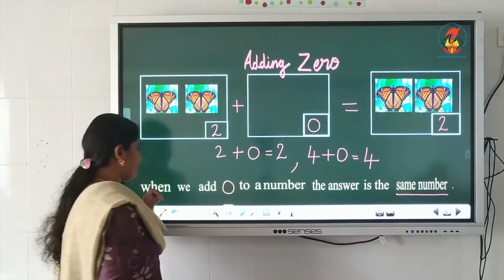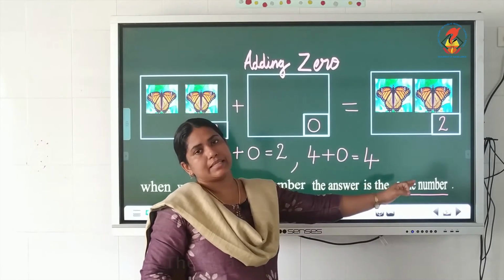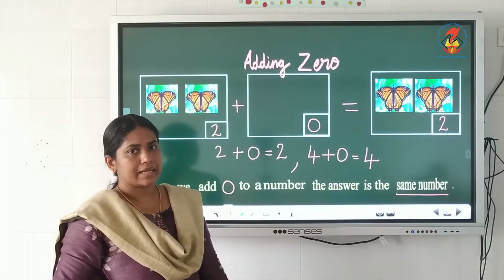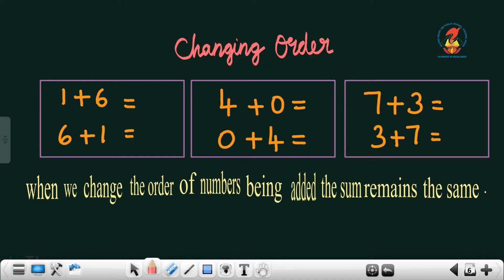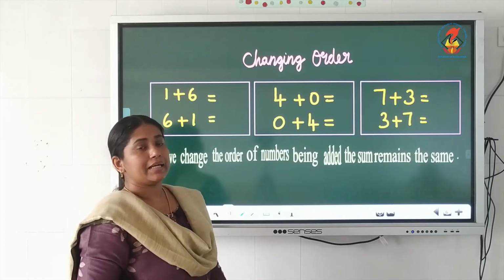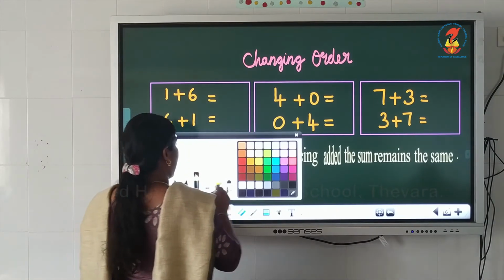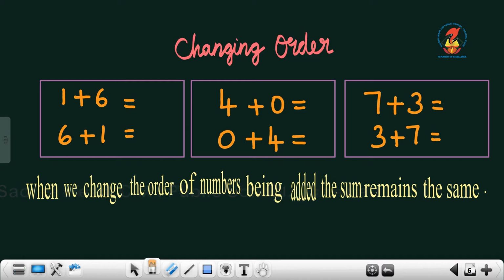Once again, when we add 0 to a number, the answer is the same number. Is it clear? Now, moving to the third rule of addition, changing the order. Some questions are given here, children. 1 plus 6. Now we discuss the rule, adding 1 we will get the just after number. So what will be the answer for this? 6 plus 1, answer is 7.